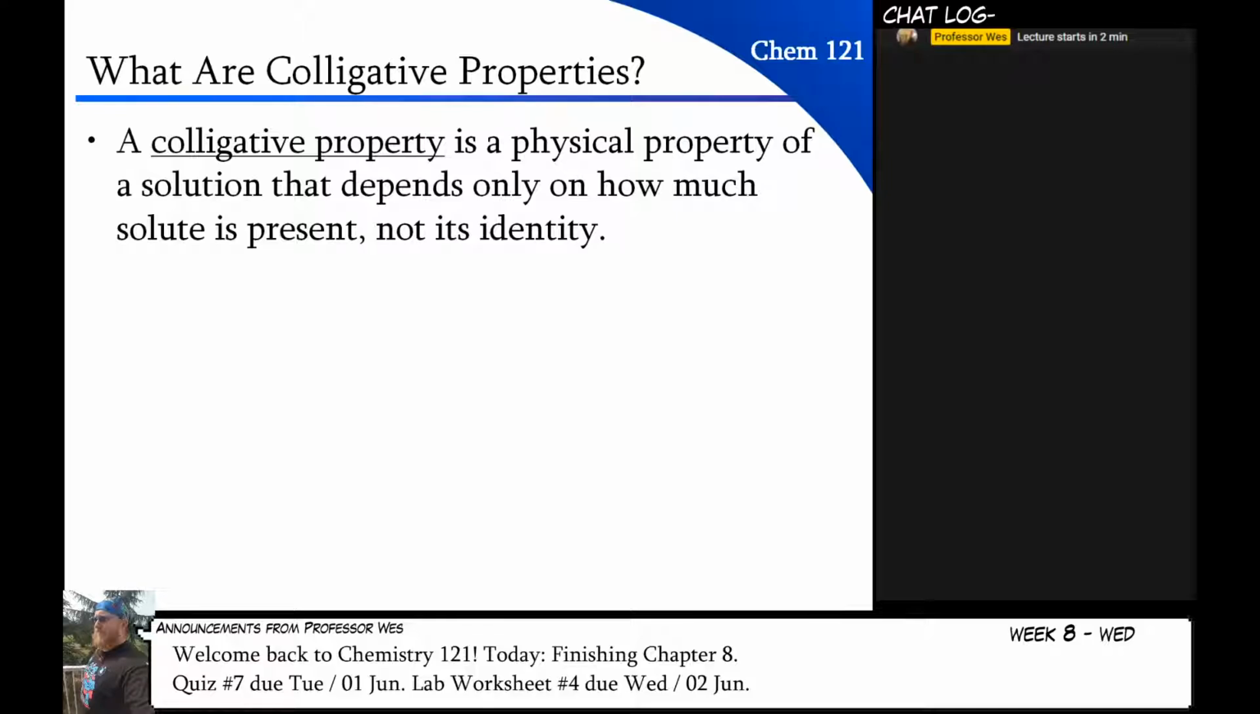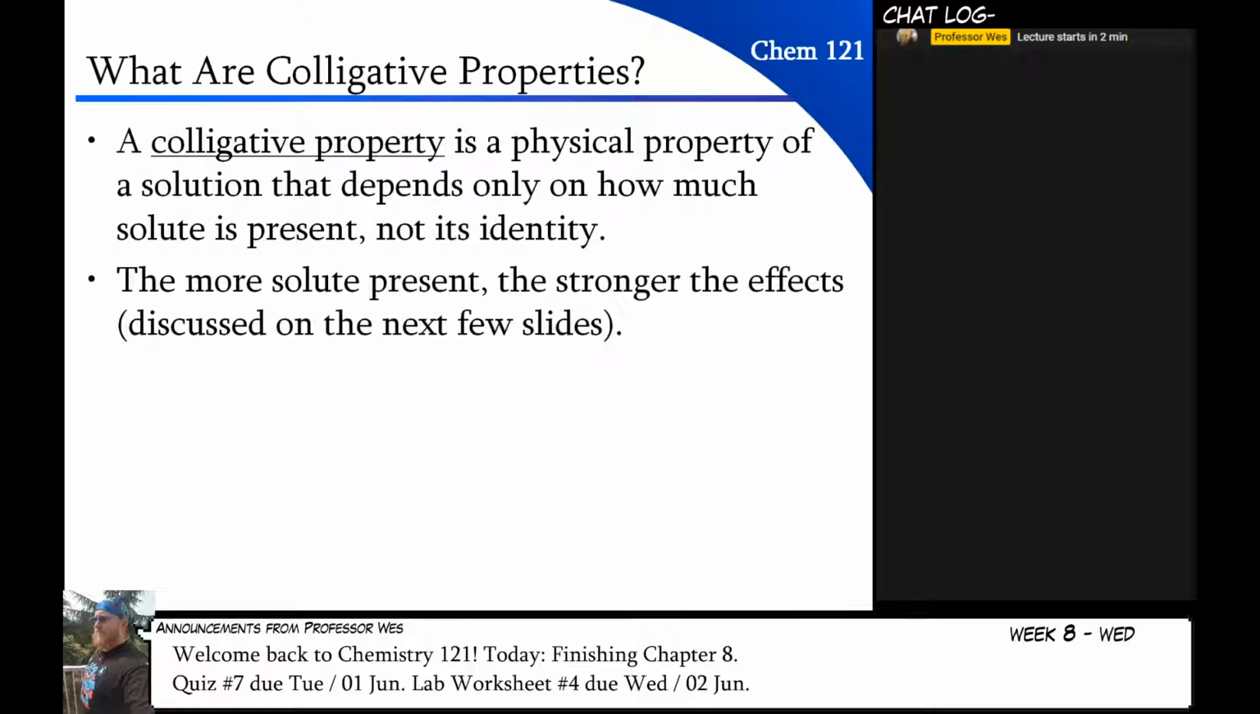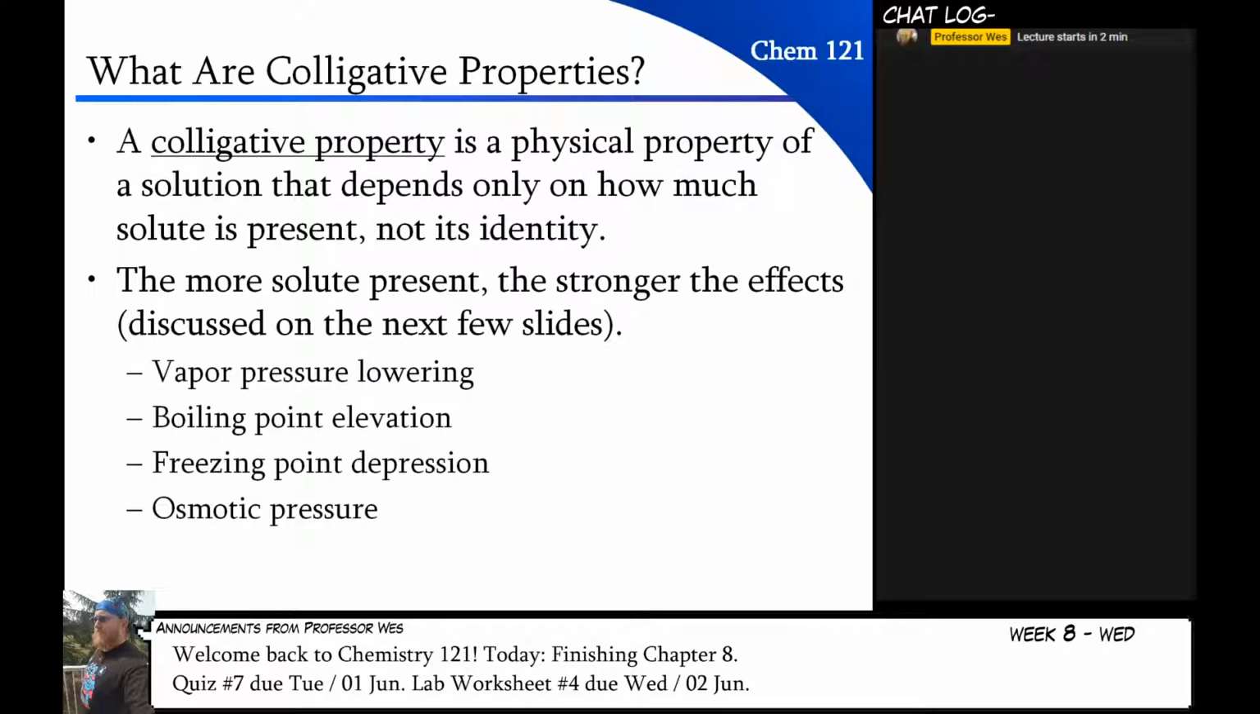We're going to call any property that follows those descriptors a colligative property. Colligative properties are only dependent on how much solute you have, not what it is. So no chemistry is happening here. These are the four colligative properties we're going to talk about.